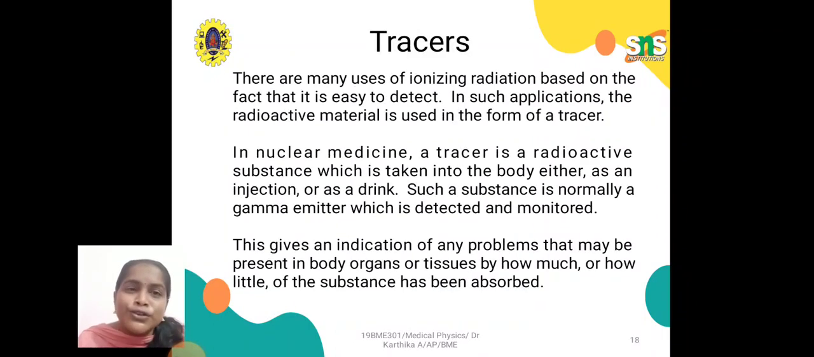Okay, then what's the use of tracers in radiation therapy? There are many uses of ionizing radiation based on the fact that it is easy to detect. In such applications, the radioactive material is used in the form of a tracer.